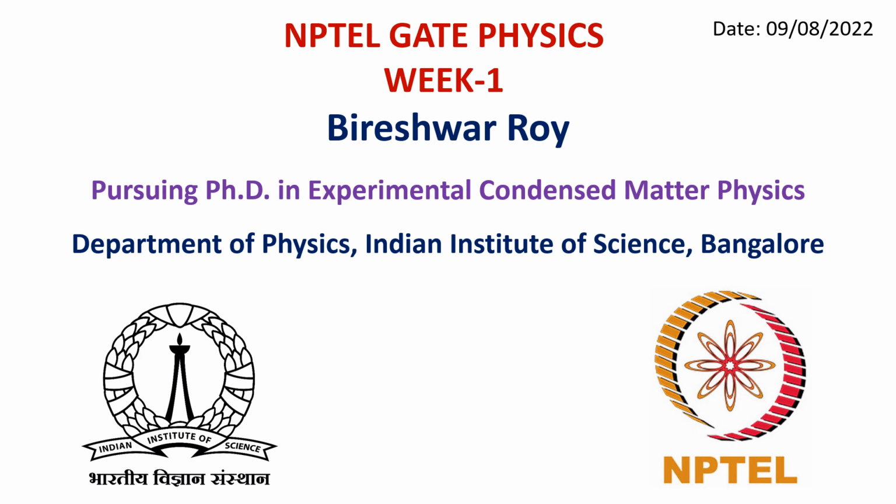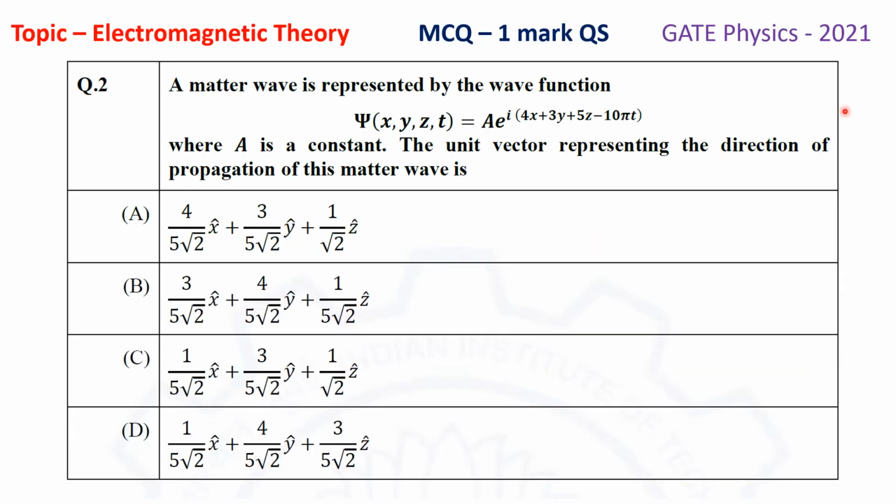In this course, I will be discussing some previous year GATE physics questions and try to solve them with proper explanations. This question was asked from the GATE physics paper 2021. This is a MCQ type 1 mark question and this question is from the topic Electromagnetic Theory.